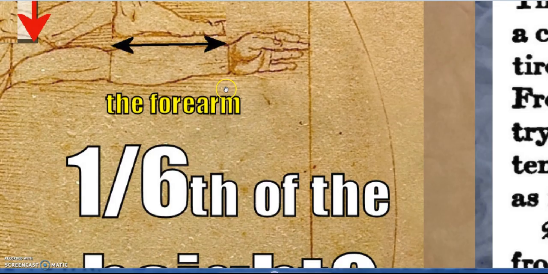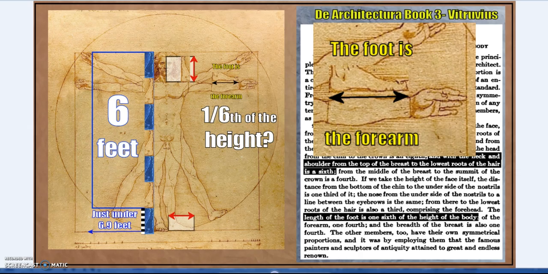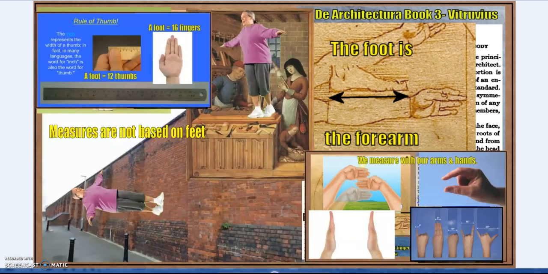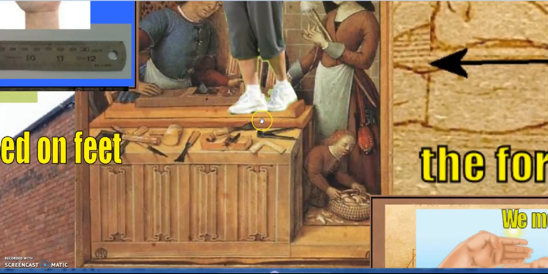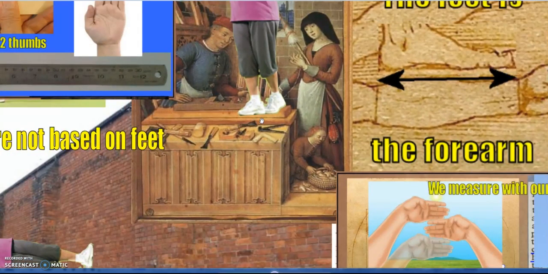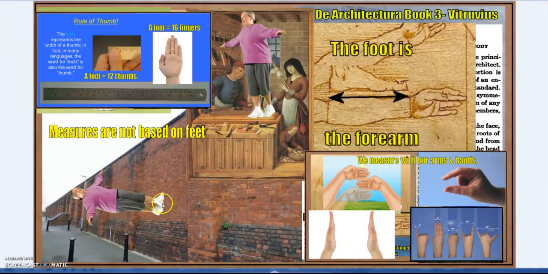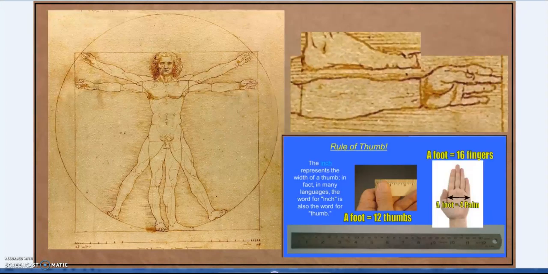The foot is based on the forearm. So 1 foot is equal to 1/4, so from your wrist to your elbow, that's where the foot emerges from. Now, it's often said that using feet, you can use your feet from heel to toe to measure, but you have to be extraordinarily tall to have a foot that is 1 foot long. Now, you can't measure walls by feet. We measure using our arms, our hands, and our fingers and our thumbs. That is the basis of measure systems.